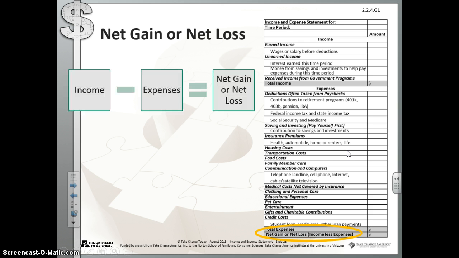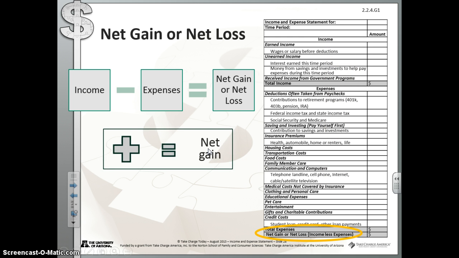A net gain or a net loss. This is income minus expenses equals net gain or net loss. So this is kind of like what you did in your statement. It's just a different form. With your statement of finances, it was liabilities subtracted from your assets, which gave you net worth. Here, we're subtracting our expenses from our income, which is, do we have a net gain or do we have a net loss? So here we're keeping up with how we have spent our money.